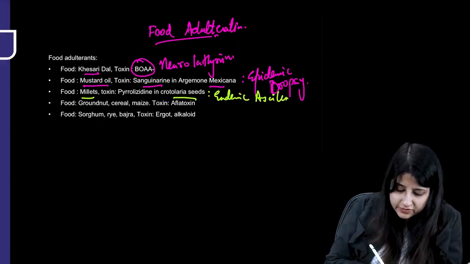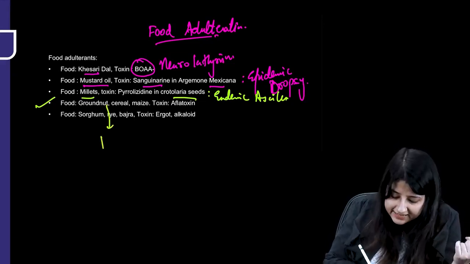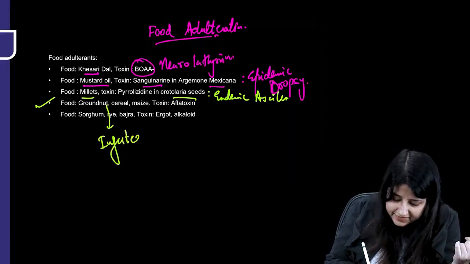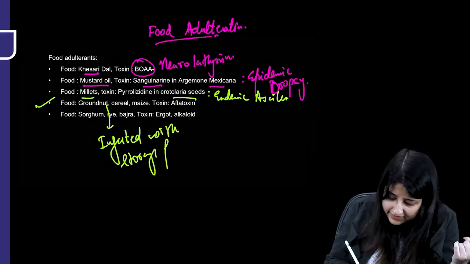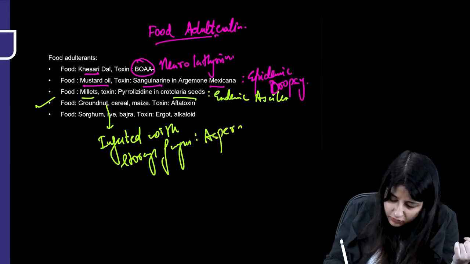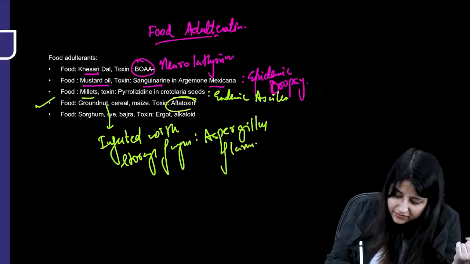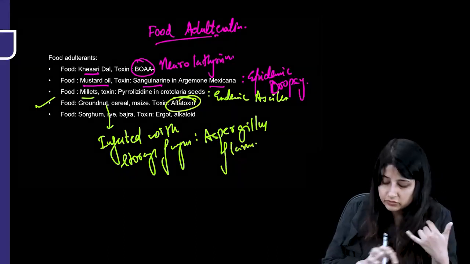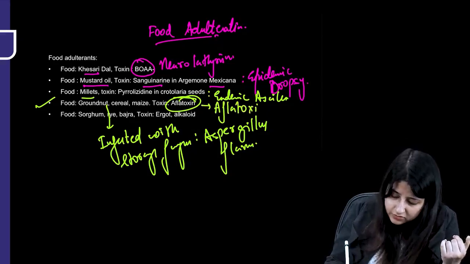Then another one which is very common: groundnut, cereal, maize. These get infested with storage fungus. What is that storage fungus which infests it? It is Aspergillus flavus, and this Aspergillus flavus contains the toxin aflatoxins. So this is known as aflatoxicosis.